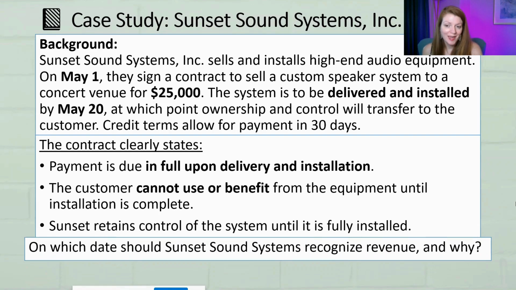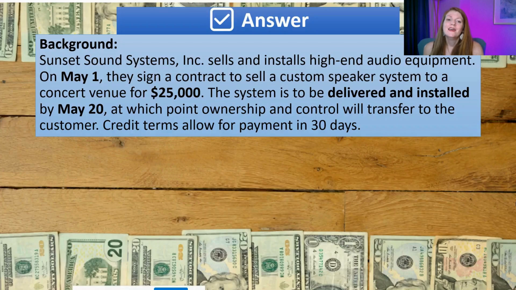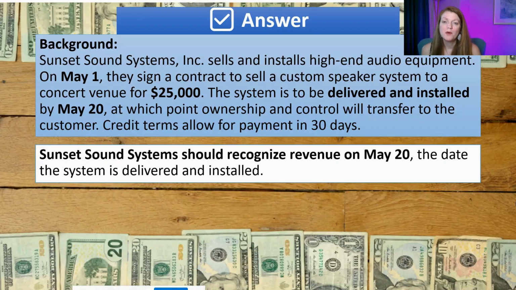So on which date would Sunset Sound Systems recognize revenue and why? So there's our same information, nothing changed there, but we know that they're going to recognize it not on May 1st when they made the agreement, but on May 20th when Sunset Sound Systems delivered and installed. And there's been no payment before that. There's been no delivery of goods or services. So it's not until May 20th that they would actually recognize revenue.